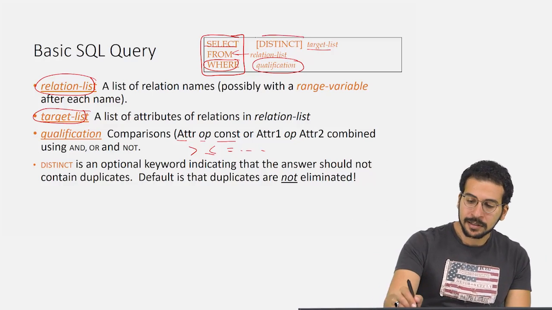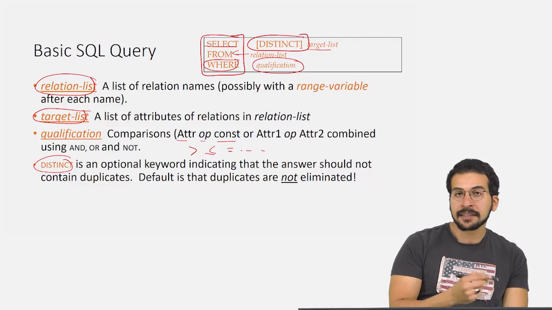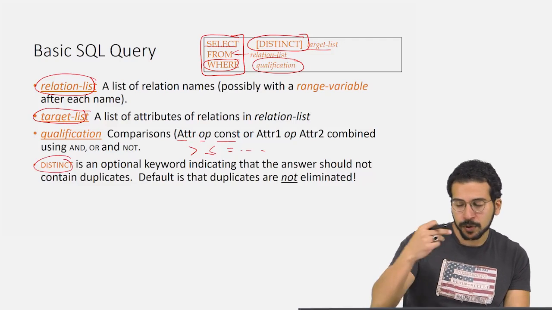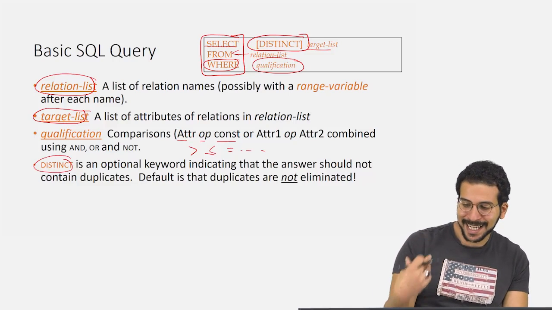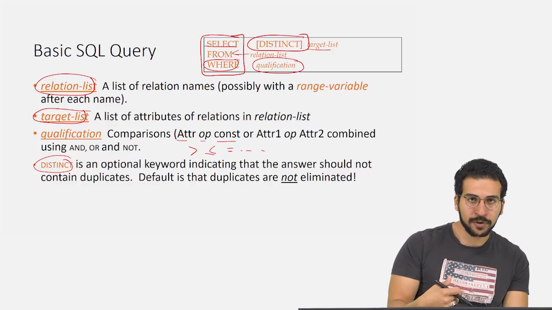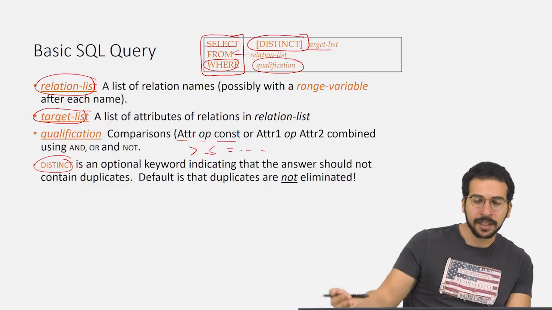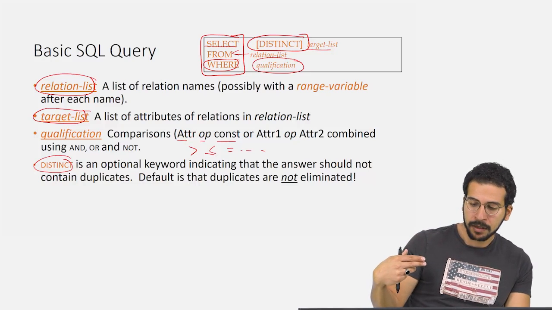An extra thing you can specify is called distinct. Distinct is an optional keyword in the SQL query that you specify after select when you want to remove all the duplicate rows that are returned from the query. By default, SQL does not remove duplicates. It can return duplicates if there are any.